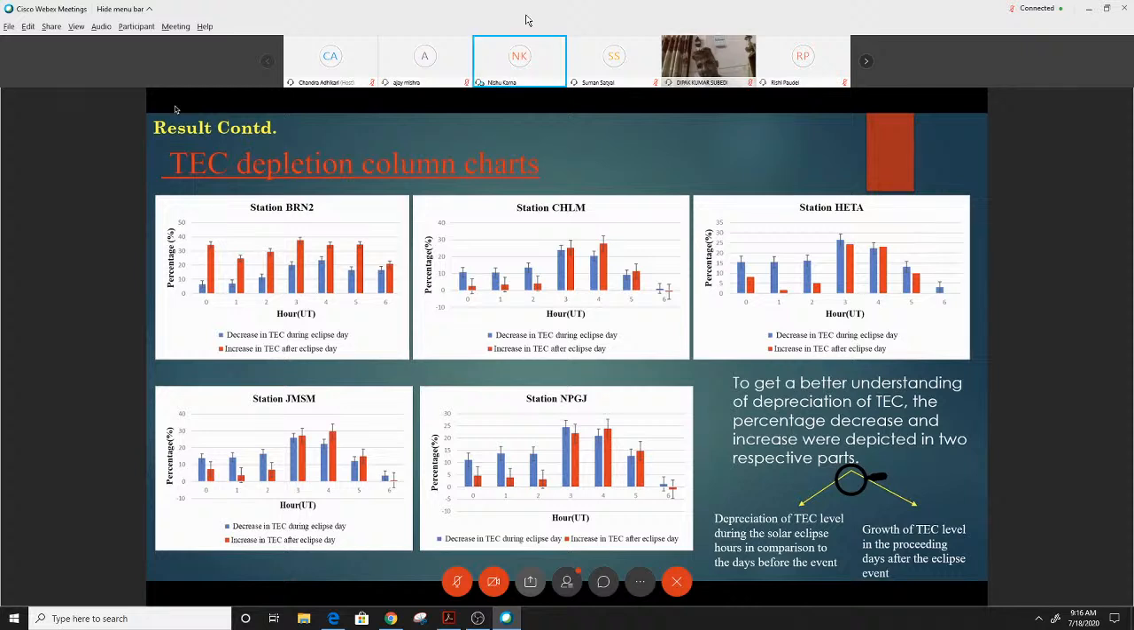Here we clearly observe that the VTEC difference between the day of the solar eclipse and the days before the eclipse event roughly exceeds 15%. Roughly, it exceeds 15% in all stations, whereas in some cases it is greater than 20% as well. However, the rise in TEC level after the eclipse event exceeds roughly 10%, and in some cases it is greater than 30%, as witnessed from the figure.